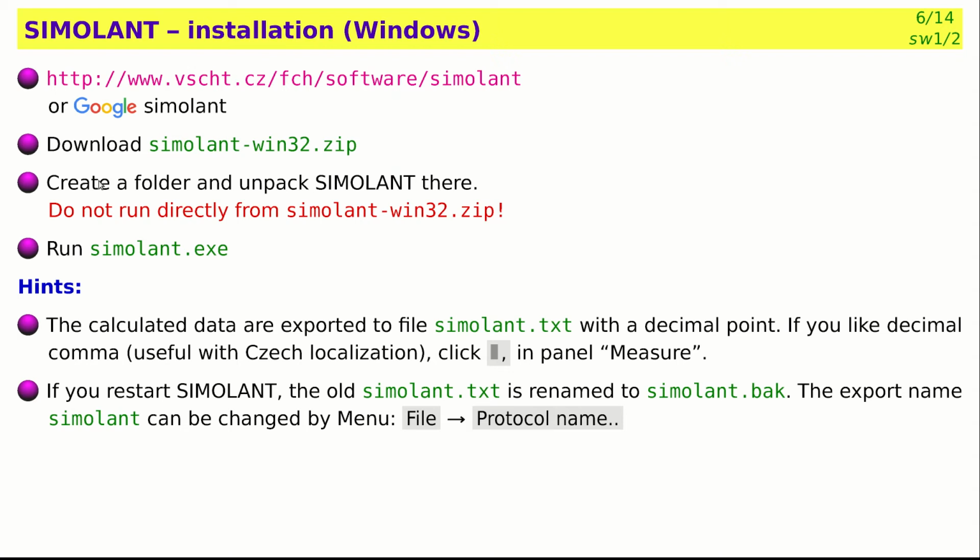If you have not already installed Simulant, just follow these rules. This is the web page, or you can use Google to find it, download and unpack to a directory. A few notes that may be useful. You will calculate certain data and they will be exported to a file with this name. As a default, a decimal point is used. You can change it if you wish, for example, to use a Czech version of Excel. You can change this to a comma in panel measure. Also, you can change its name if you wish.